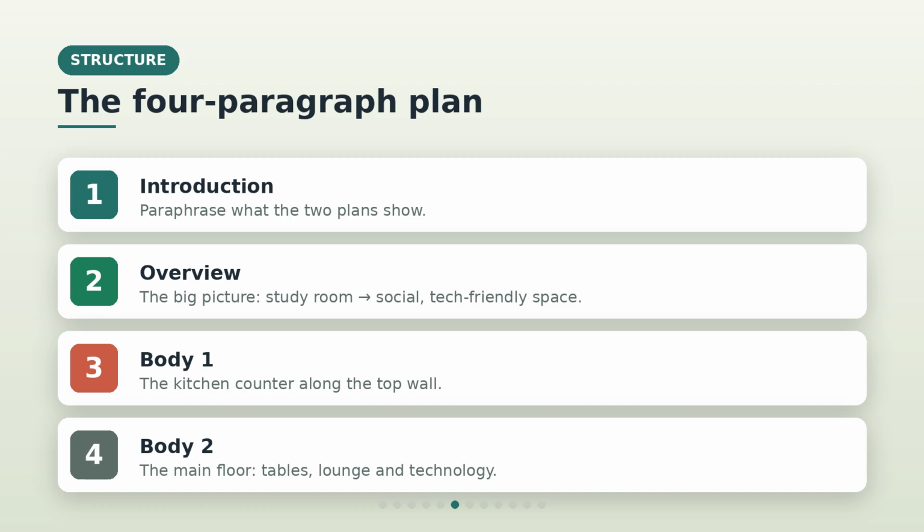Here is the plan. 4 paragraphs. First, an introduction. The paraphrase is what the 2 plans show. Second, an overview giving the big picture. The room changed from a study room into a more social, technology-friendly space. Then body 1 covers the kitchen counter along the top wall, and body 2 covers the main floor.